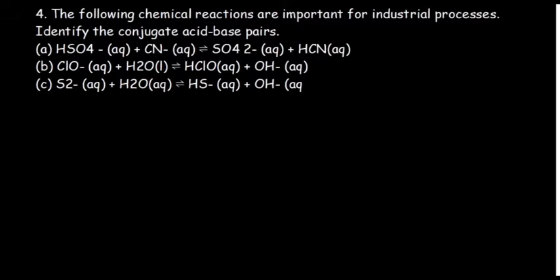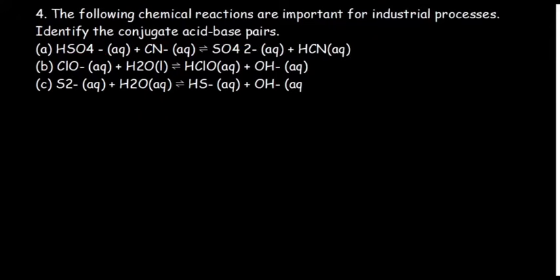Question 4. The following chemical reactions are important for industrial processes. Identify the acid-base pairs. From Brønsted, we are told that an acid is something that is supposed to donate a proton, so basically that has donated. So what are we saying in this question? Identify the conjugate acid-base pairs. So we're asking for the conjugate acid and the base pairs.